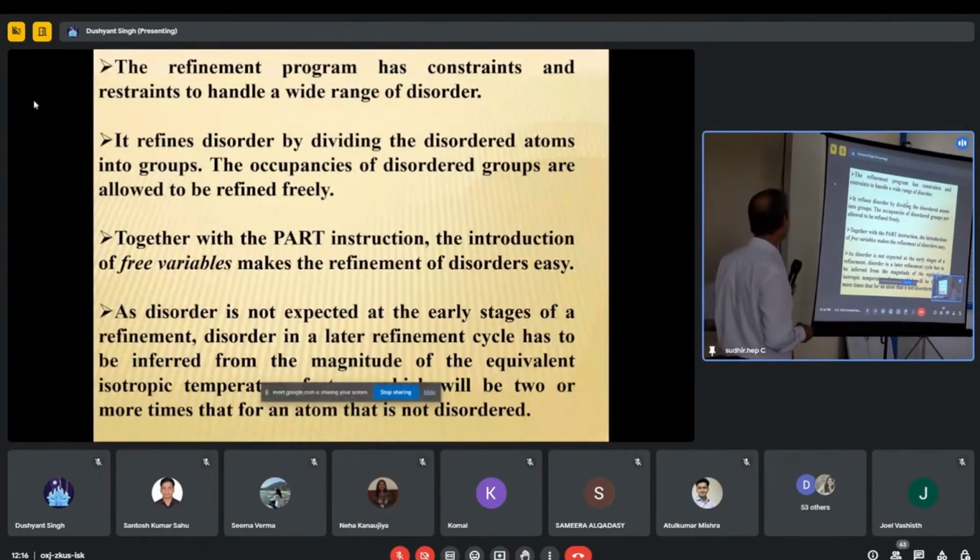As disorder is not expected at the early stages, it is in the final stage that you come to know that your structure is disordered. Disorder in a later refinement cycle has to be inferred from the magnitude of the equivalent isotropic temperature factor. In our time, we were doing it manually. Nowadays, the program itself takes care of the equivalent isotropic temperature factor and plots it as a thermal ellipsoid.